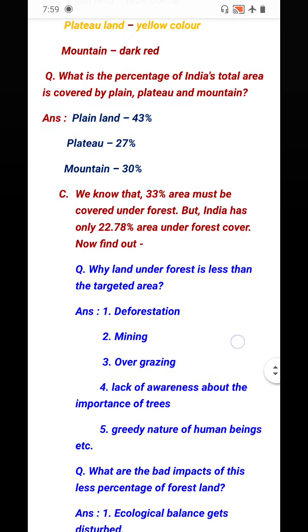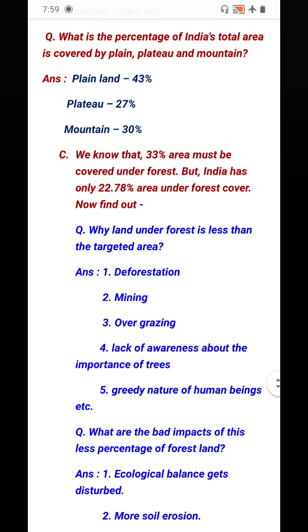Now the question: why is land under forest less than the targeted 33%, when we have only 22.78%? First of all, deforestation, because we are greedy, and when we are greedy we think we need more and more. Due to this greedy nature we make three mistakes, already discussed in chapter 1: misuse, overuse and exploitation. That's why the first thing is deforestation.